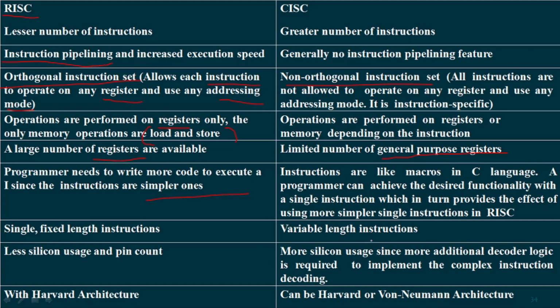If you consider the physical aspect, the silicon usage and the pin count is less here, and it is more there because more complex instructions are present, so decoder logic and so on are required, which uses more silicon. This uses Harvard architecture, while that could be Harvard or von Neumann. If you say Harvard, it means there will be separate data and program memory. Here it has the same memory.